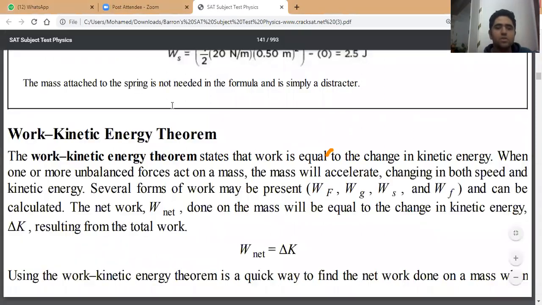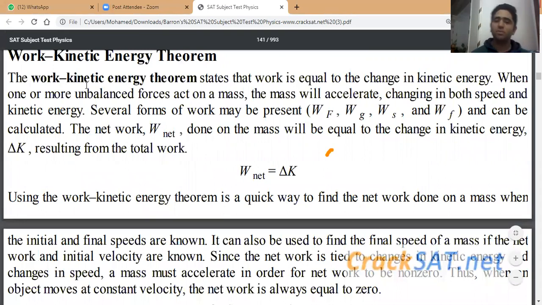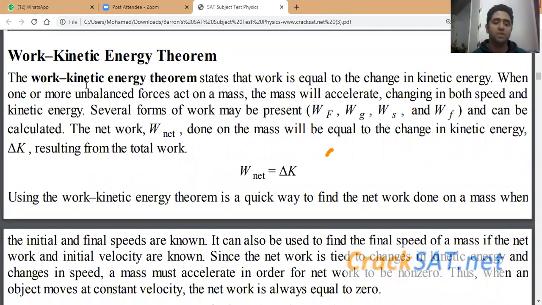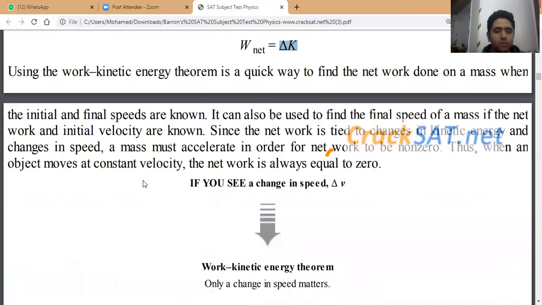So this is what I was talking about. Remember when I said that work equals change in potential energy? Well, work is always equal to change in energy. So the work kinetic energy theorem states that work is equal to the change in kinetic energy. When one or more unbalanced forces act on a mass, that mass will accelerate, changing in both speed and kinetic energy. So the net work equals change in kinetic energy. That's a very important rule right over here. Try to memorize it.